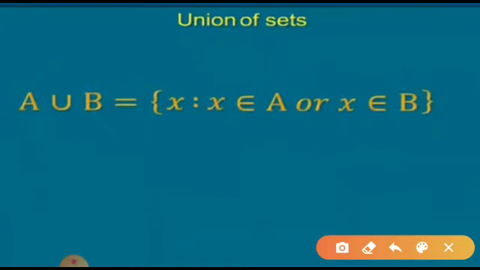Roster form was just the listing. I have to write the elements. Now set builder form means it is the general rule. So A union B, I can write using set builder form as it contains X such that X belongs to A or X belongs to B. This is the definition of your union set.